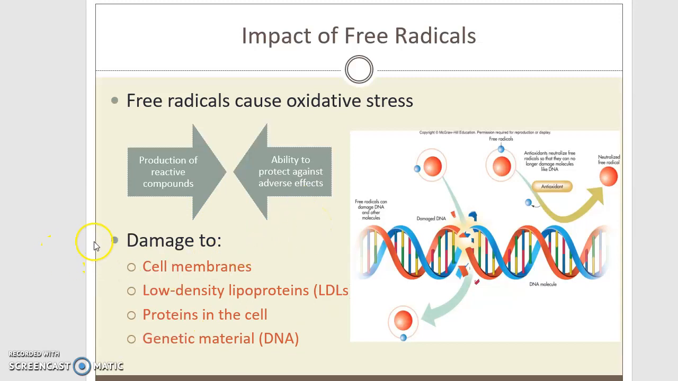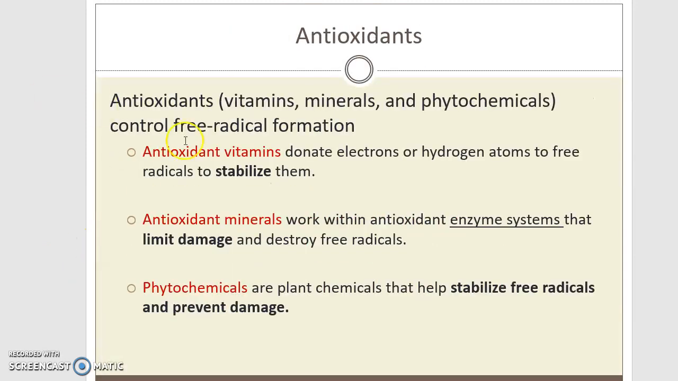So what does nutrition have to do with oxidation, oxidative stress? Is that there are antioxidants in our diets. Vitamins and minerals and phytochemicals are all examples of antioxidants that help control the number of free radicals in our metabolism. So they work in three different ways. The antioxidants can be vitamins. So the vitamins donate electrons or hydrogen atoms to stabilize, make sure there's a pair of electrons always. So the vitamins can allow the donation of electrons.